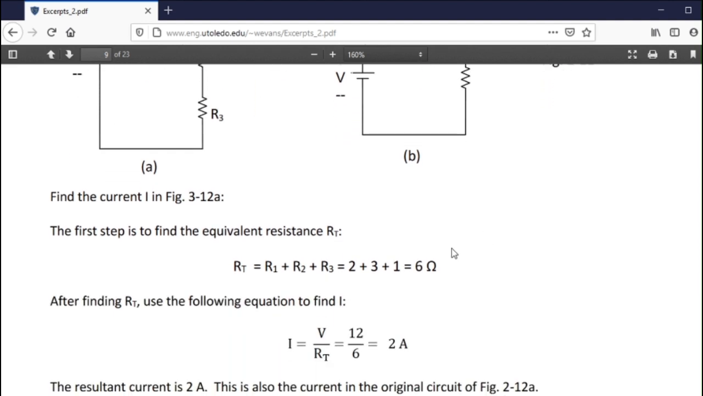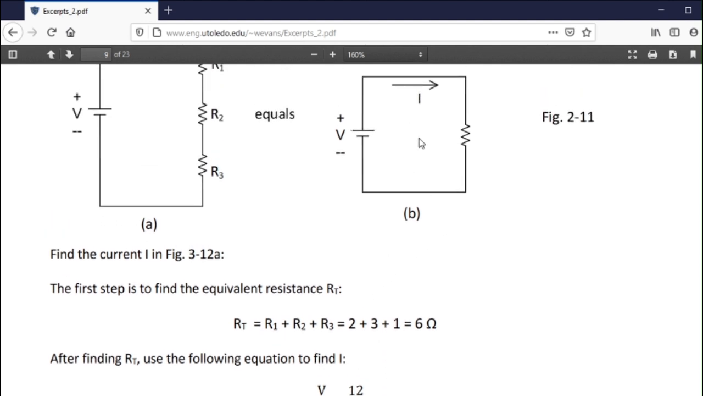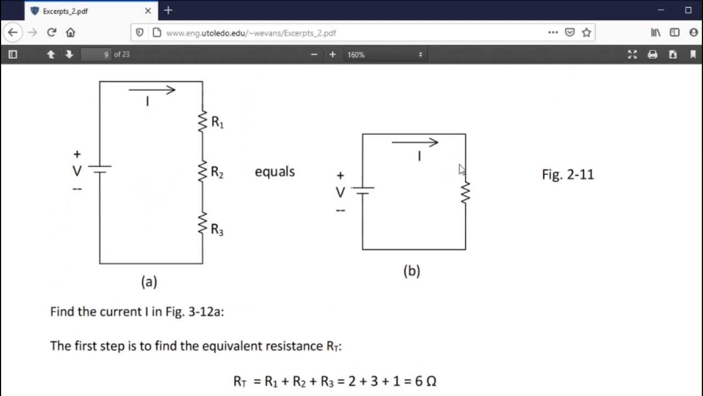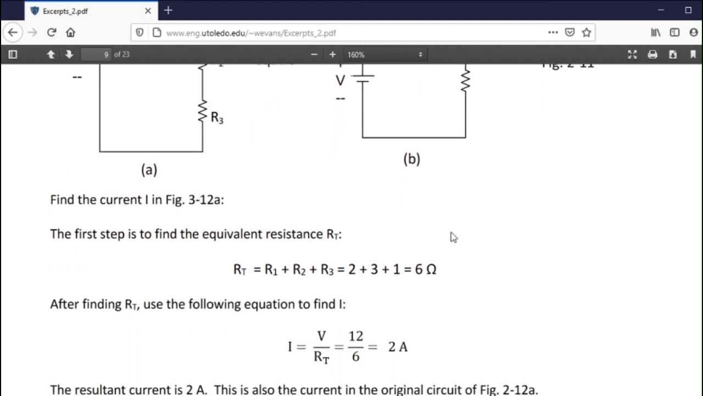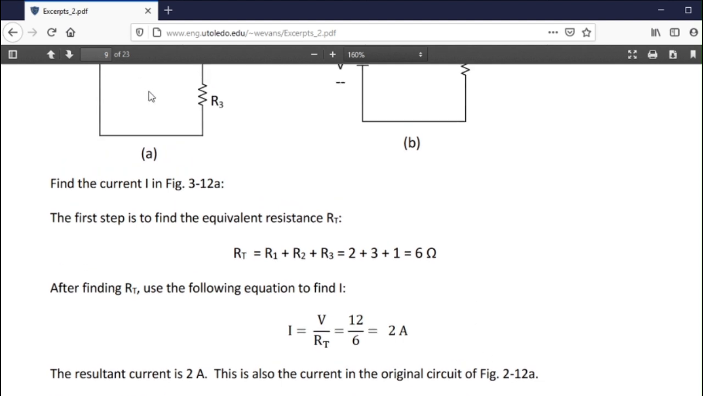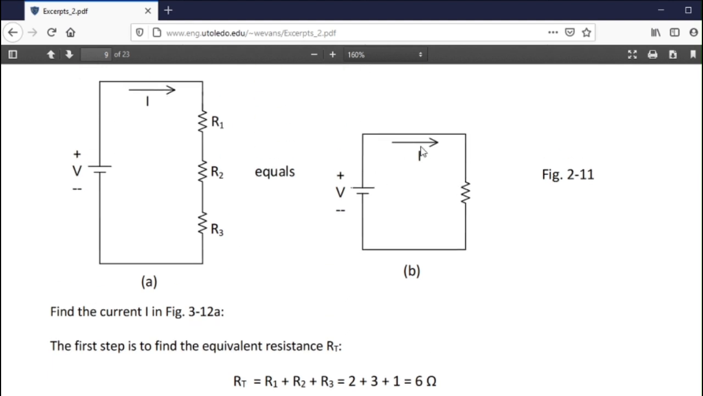Okay. After finding R total, use the following equation to find I. I in this circuit is what? 12 divided by 6, or 2 amps. That's also the current in the original circuit of A. So this current here is the same as this current here, because I just combined these three into this one.